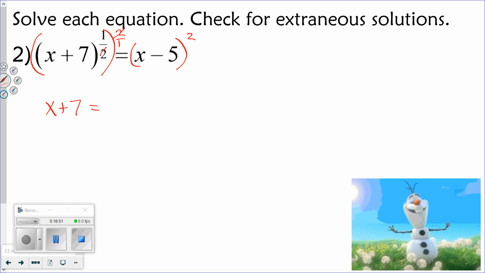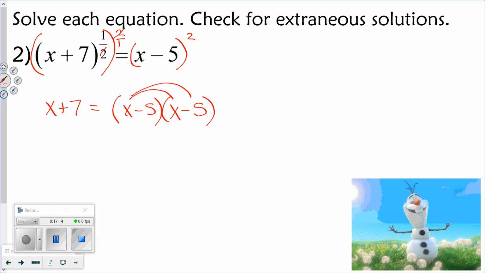What's that mean? Means I have it twice. x minus 5 times x minus 5. Because what does it mean to square something? What's 5 squared? Why is 5 squared 25? Because 5 times 5 is 25. You multiply it by itself. So x minus 5 squared is x minus 5 times x minus 5.